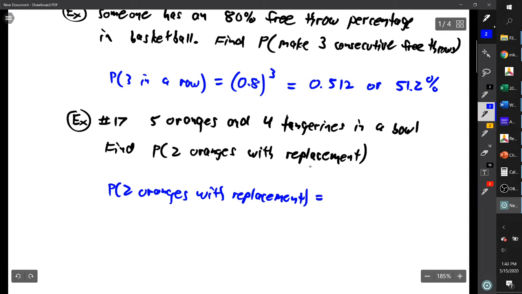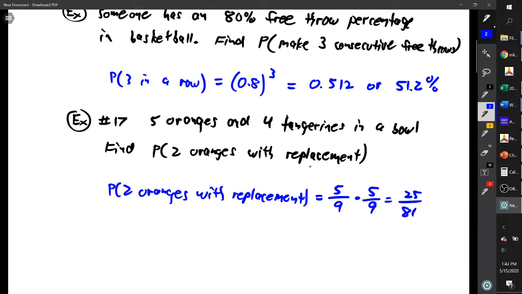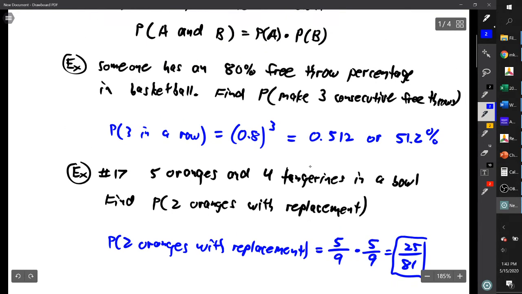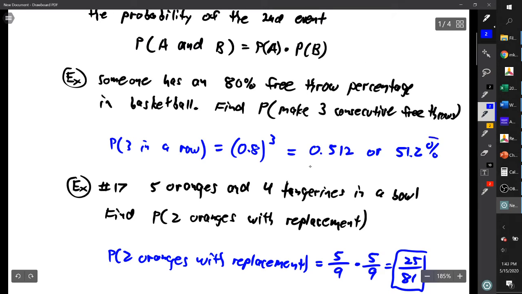So what's the probability that you pull an orange out of the bowl? It's 5/9. You put it back. Now find the probability that you pull an orange again. Well, it's another 5/9. So what do we get? 25/81. That would be our answer there. I guess I could have boxed my answer here.